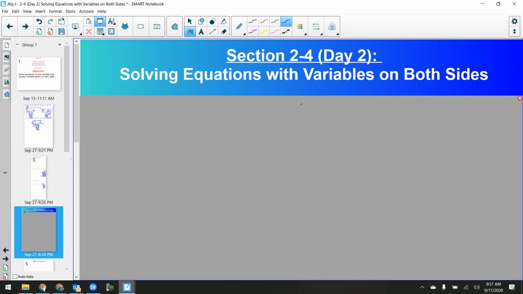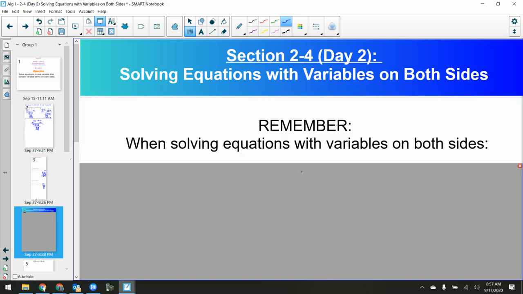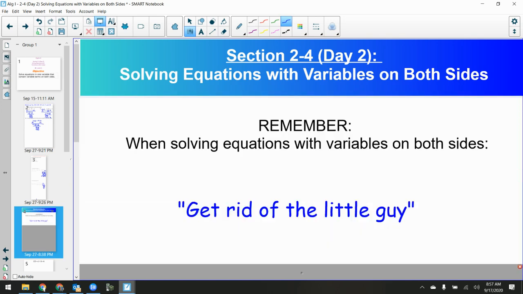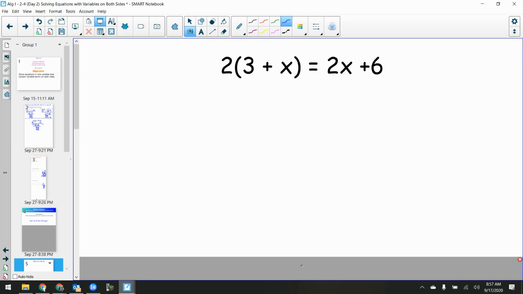So, taking a look here at section 2.4, day 2. The rules that we've been working with are still applying, right? We're still using inverse operations to solve these things, right? Remember what we talked about yesterday when we said get rid of the little guy, right? Okay. Taking that into account, try to solve the problem on the left side there. Just go for it. You should be able to do it.